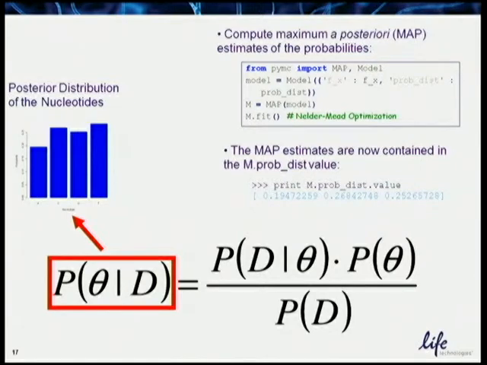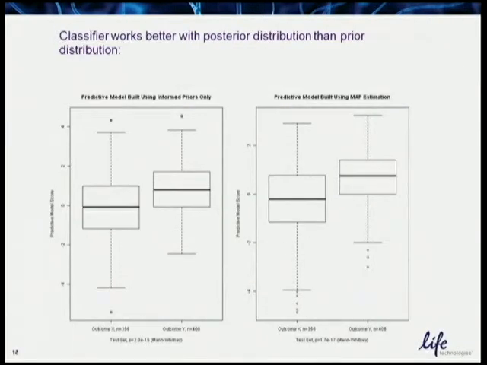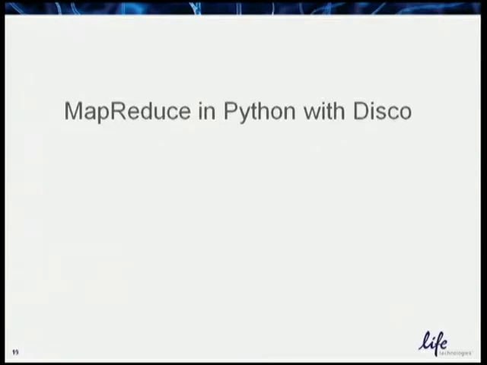And just to show that this strategy does something, over here I have a classifier built purely on my prior knowledge. And over here I have a classifier built with the Bayesian inference output, my prior knowledge plus the 7 data points. And you can see that this one separates the 2 sets a little bit better than that one. And if you add more data points, the separation gets much wider. So next I'll talk about how we used MapReduce with Disco.